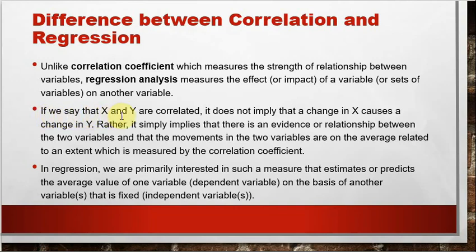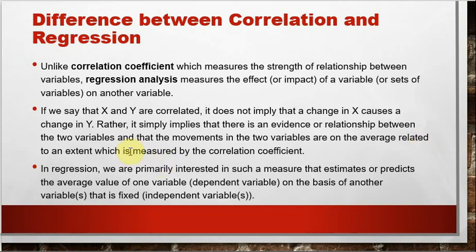If we say that y and x are correlated, it does not mean that a change in x causes a change in y. No, it doesn't mean that. It doesn't mean that anybody who fails English must fail mathematics. No, we're trying to check that strength. Rather, it simply means that there is evidence of a relationship between the two variables, and that the movement in one variable on the average relates to a large extent to how the other variable is moving.